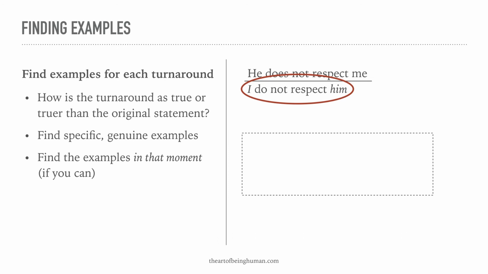In my case, some of the things I may notice as I revisit the situation in my mind is that I speak to him sharply and in a not very respectful tone. I sigh when he speaks, which isn't very respectful. And I interrupt him, which is not very respectful either. We try to find at least 3 examples of each turnaround. Sometimes we have to wait a bit before the examples start showing up, and sometimes we are immediately overwhelmed with examples. But when we have at least 3, we are ready to continue to the next turnaround.